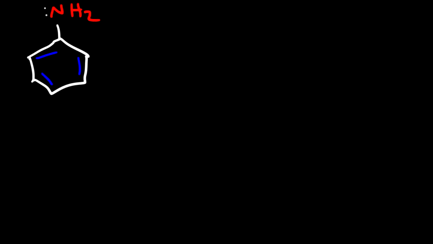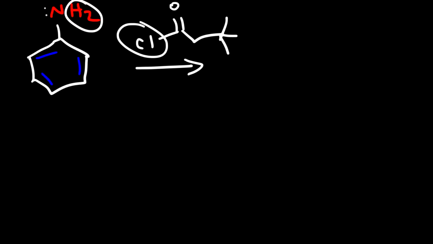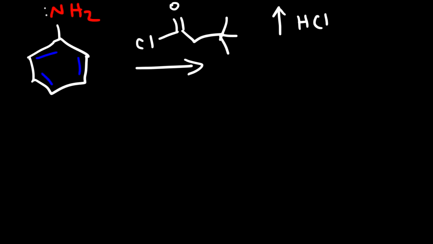What do you think we need to do here? In a situation like this, we need to protect the NH2 group. And we can do so by converting it into an amide. So I'm going to use an acid chloride to do so. And what's going to happen is we're going to lose a hydrogen and a chlorine atom. And so it's going to leave as HCl. That's going to be our side product. And whenever you mix an amine with an acid chloride, you're going to get an amide.